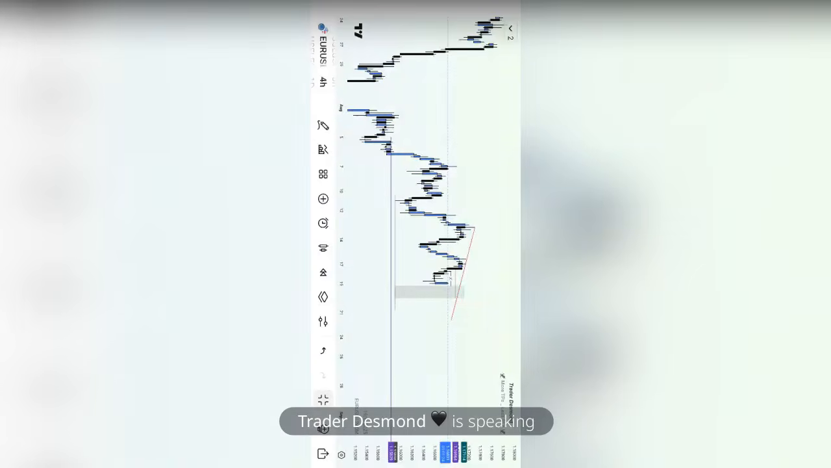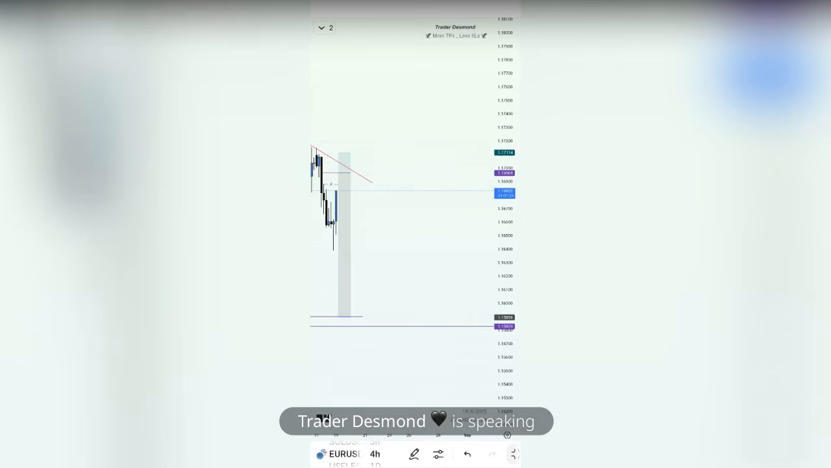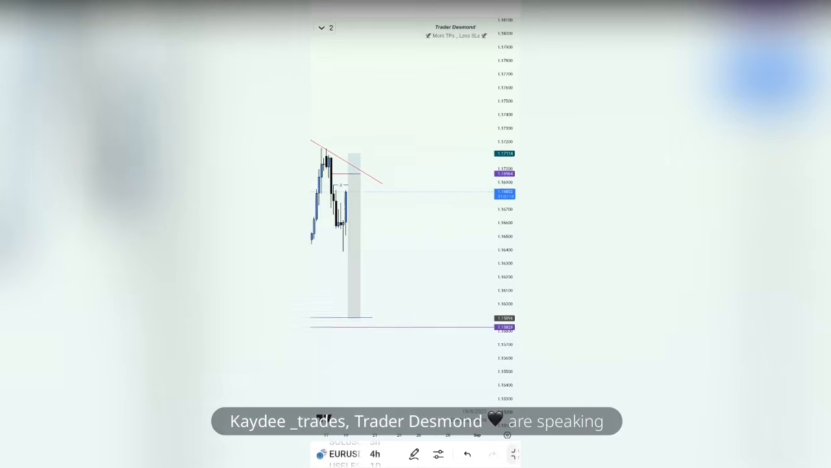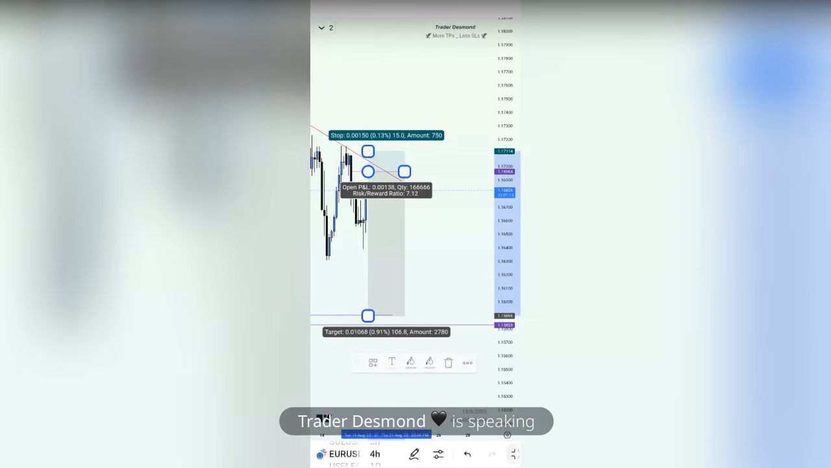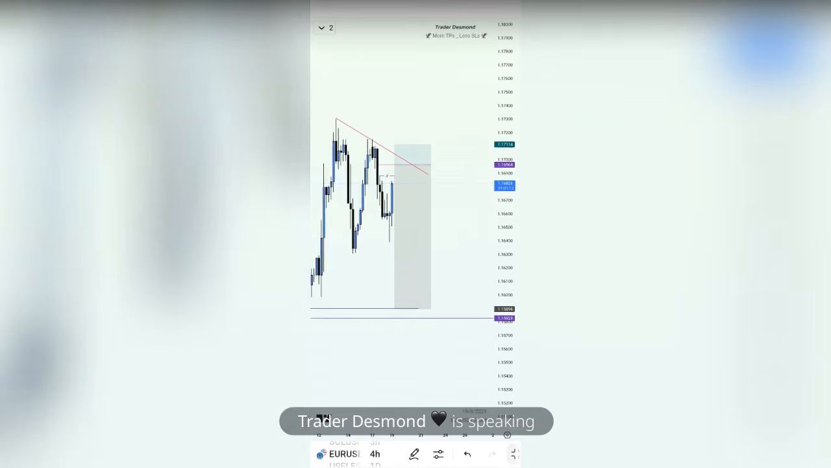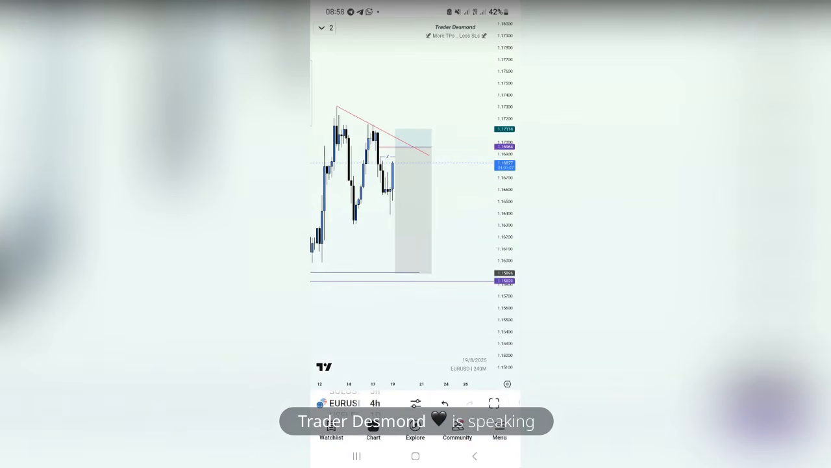So let me quickly save this one. I'll be taking all this entry. Please, you guys should risk wisely. All these things we are doing is just our own eyes, our own view we are seeing. You decide what you want to do. That's why you need to risk very well.